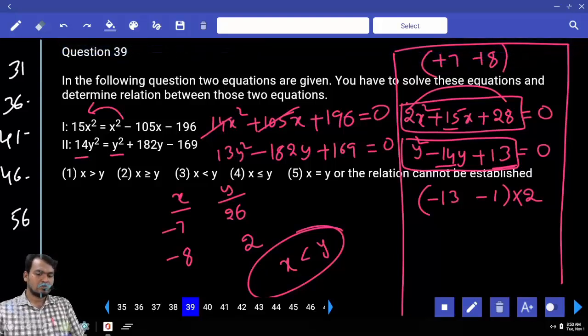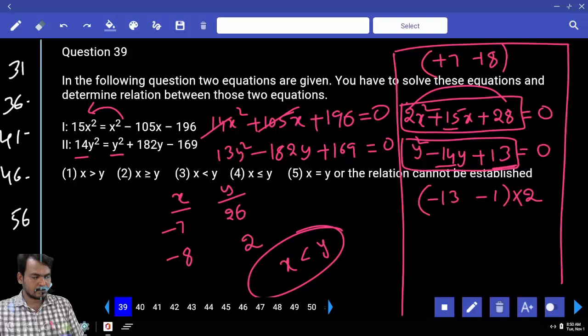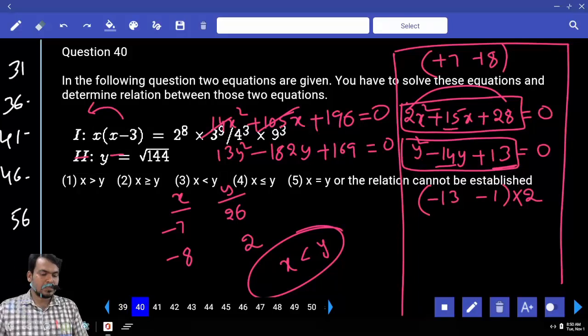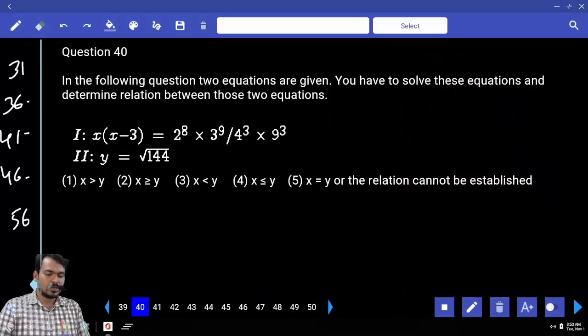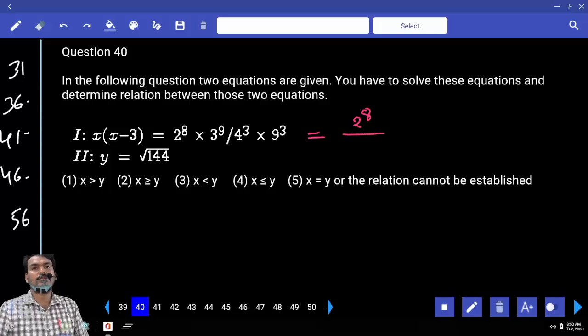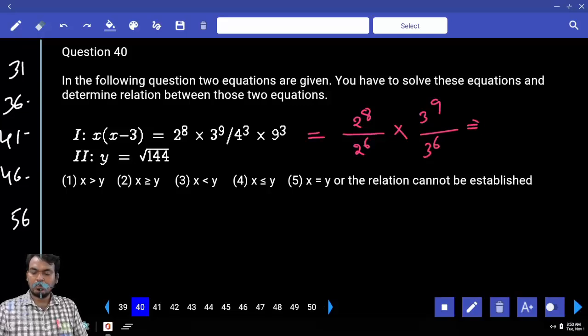Okay. Next question number 40. X into x minus 3, that is equal to how much? 2 power 8 into 3 power 9 by 4 power 3 into 9 power 3. What is the right hand side value? 2 power 8 by 4 cube means 2 power 6, into 3 power 9 by 9 power 3 means 3 power 6. Okay, this one we write 2 square into 3 square.